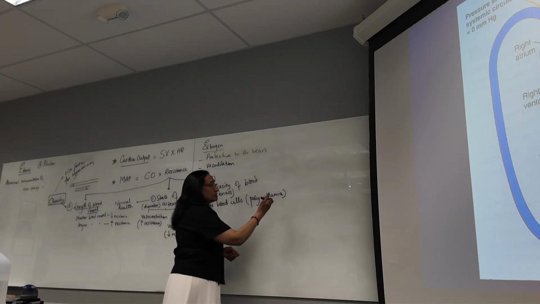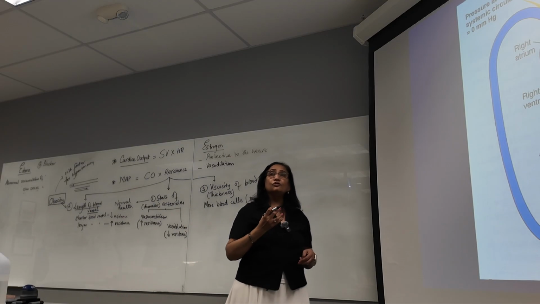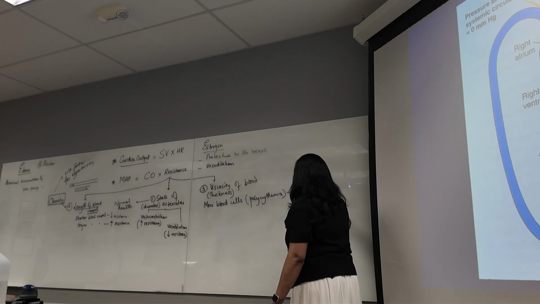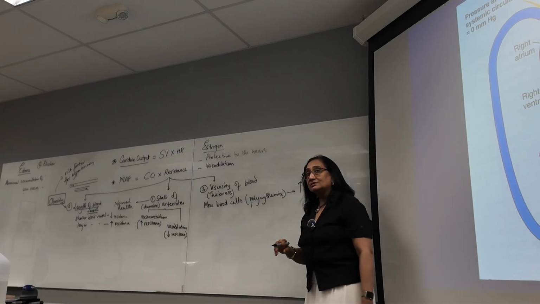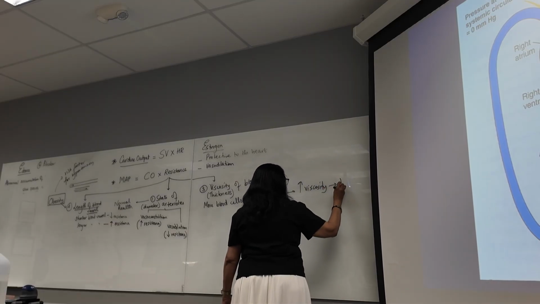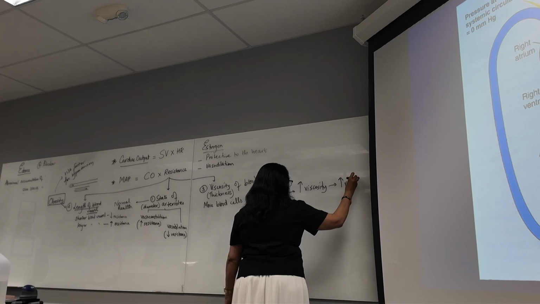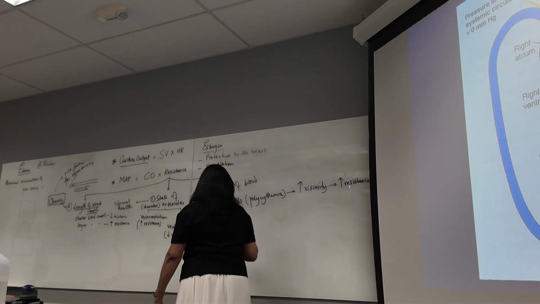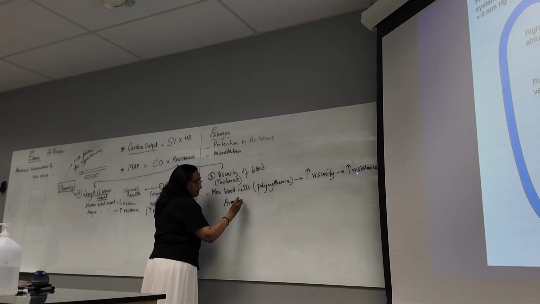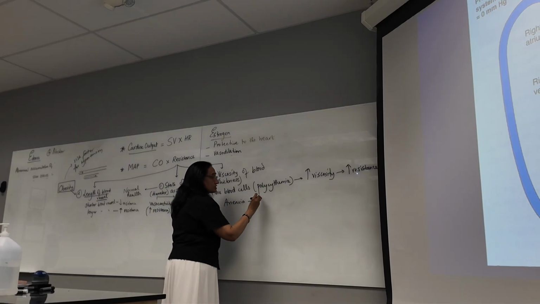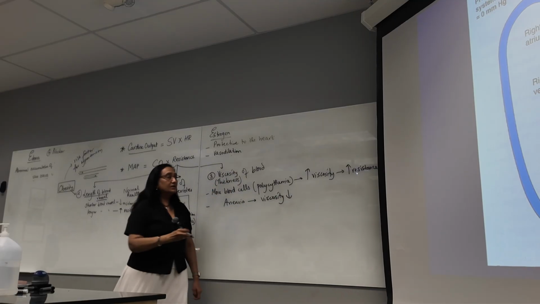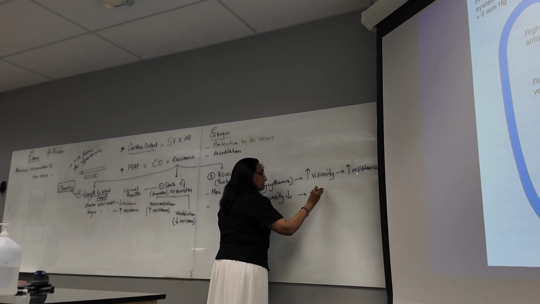what will happen to viscosity, the thickness? If you have more red blood cells, it will go up. Viscosity will increase. And once the blood becomes thicker, is it going to be easier for it to flow? It's going to be difficult. So increased viscosity will increase resistance. Opposite, in severe anemia, viscosity will decrease because there are fewer red blood cells, and resistance will decrease.